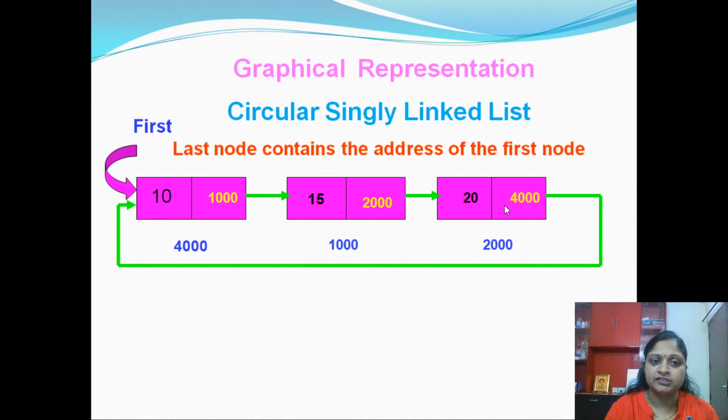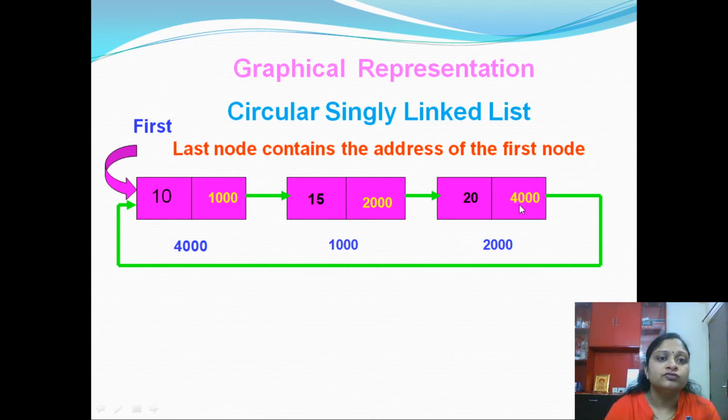But what is the difference between a singly linked list and a circular linked list? In a circular linked list, instead of storing a null value, the last node holds the address of the first node. What is the address of the first node? The address of the first node is 4000. So instead of storing a null value here, we record the address of the first node.